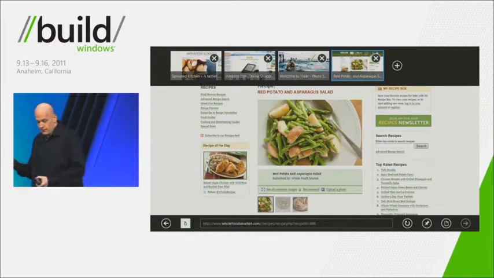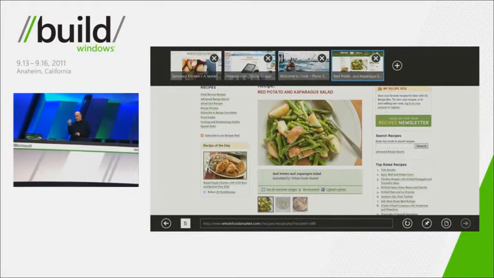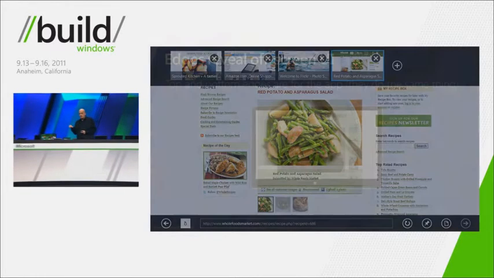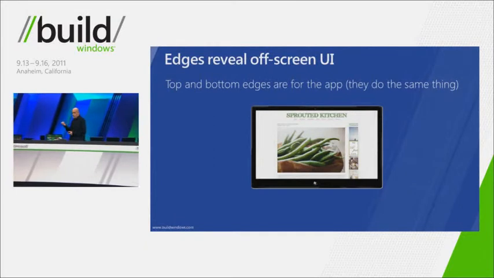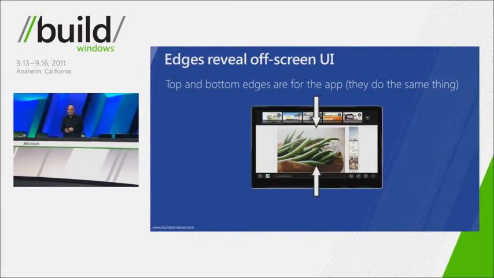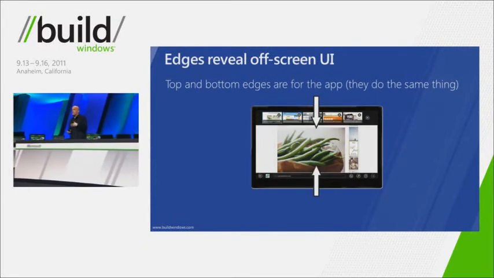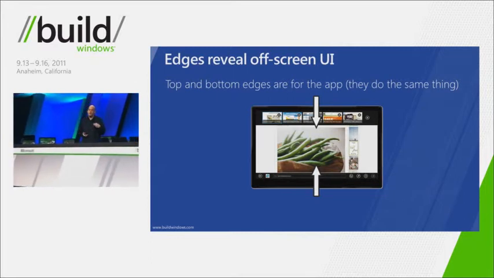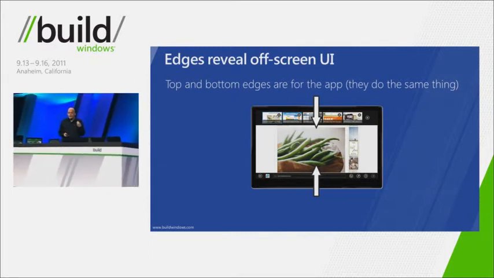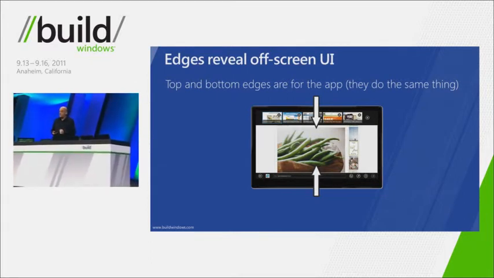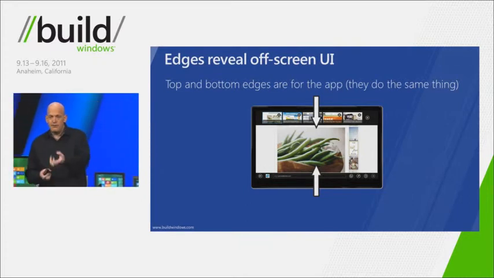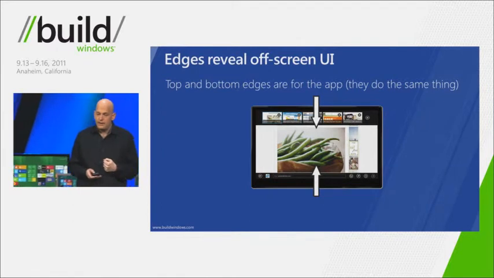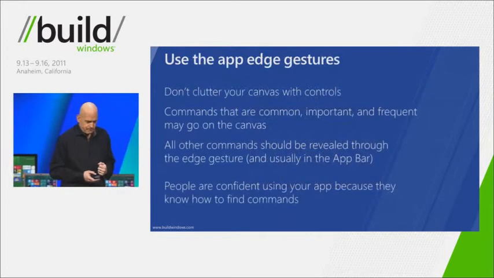So switching back to the sides now for a second, it's the same idea for the system that it is for the app. So the top and the bottom edges are for the app. And so this is for you to put your UI in, your tools, and your Chrome. And the top and the bottom do the same thing. So we don't want to have lots of rocks to look under. So if you swipe up from the top or the bottom, it does exactly the same thing for the app.